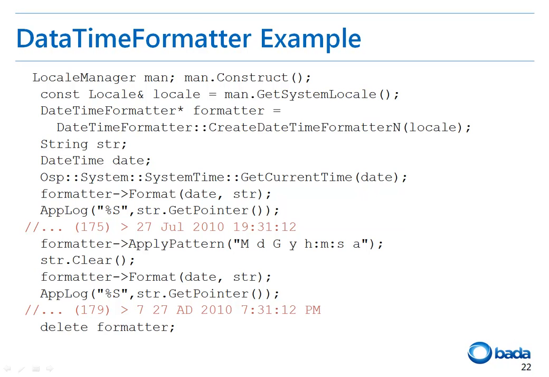Then I applied a pattern to the formatter. The characters in the pattern string are as follows. M means month, D means date, G means BC or AD, and Y means year. After that, the hour, minutes, and seconds are delimited by colons. The A is added to represent AM or PM after the time string. When the current time is converted to a string using this formatter, the result is July 27th, AD 2010, 7:31, 12 seconds, PM.